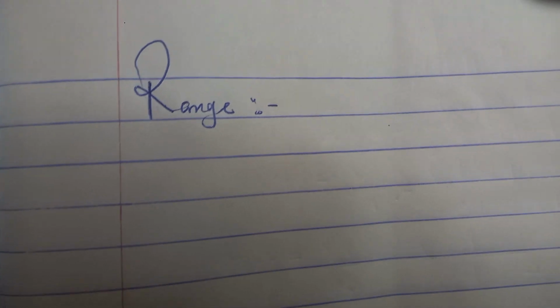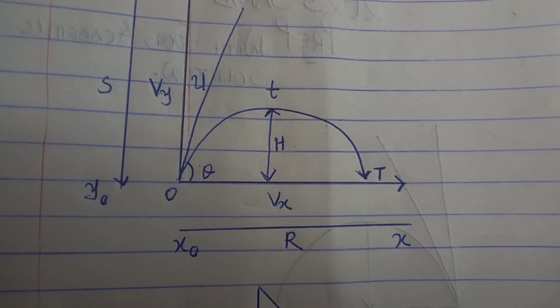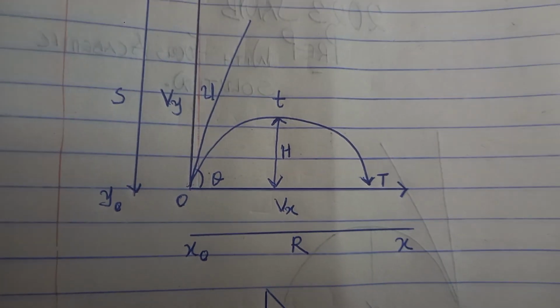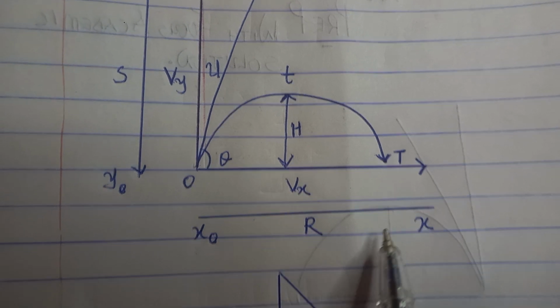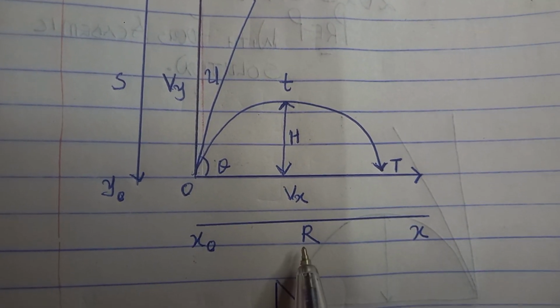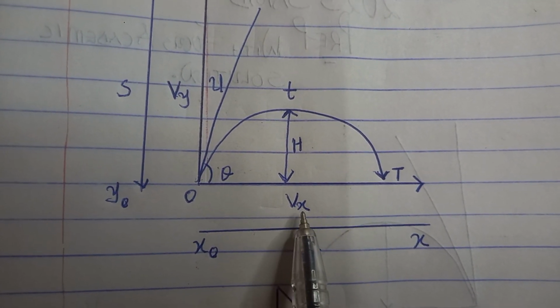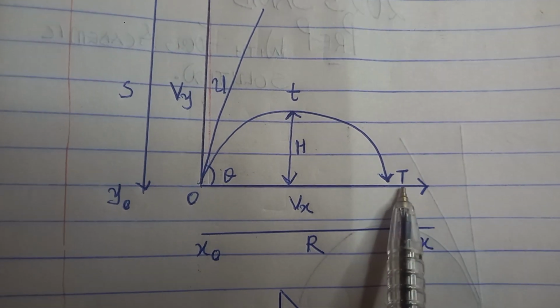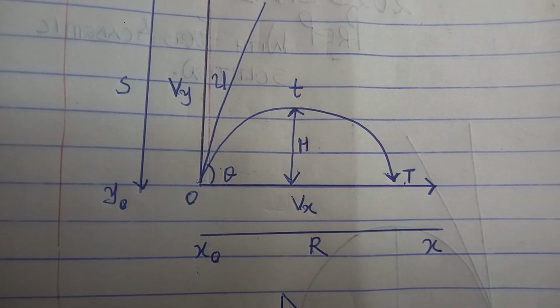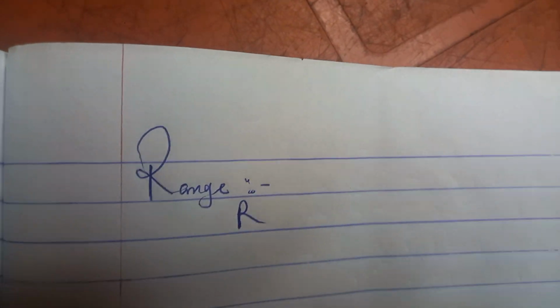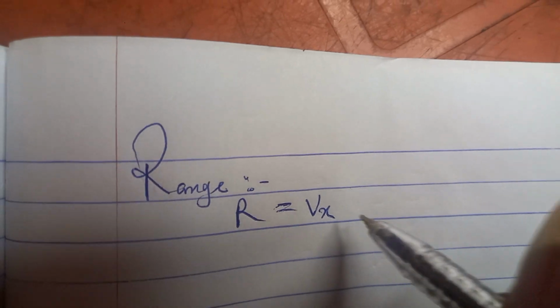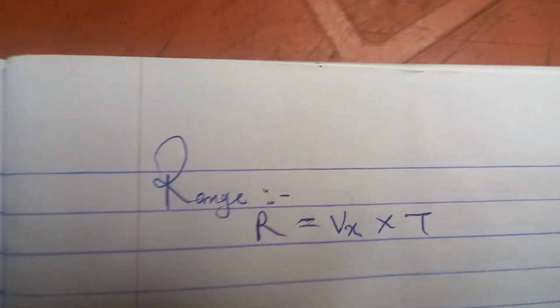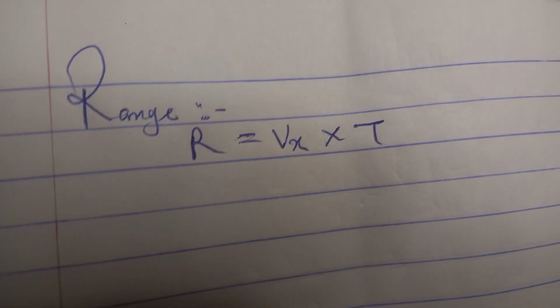Our range is called the horizontal distance of the projectile. From this diagram, the range value starts from this x naught to where we have x here. So range will give us the horizontal component of the velocity times the time of flight. That is, range R will be equal to vx times t.